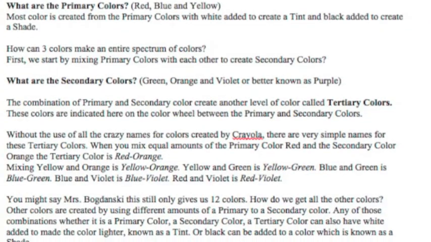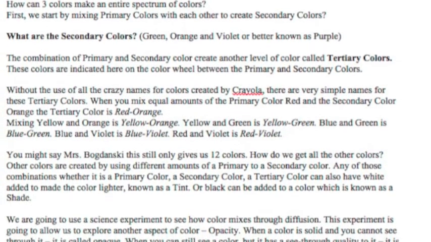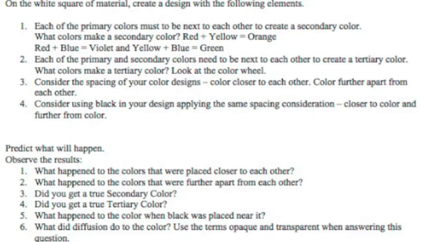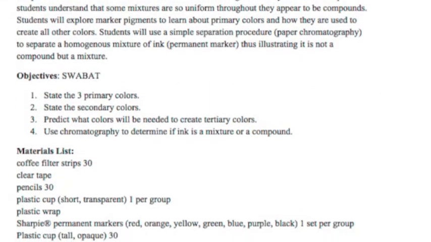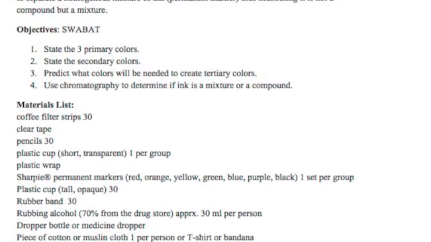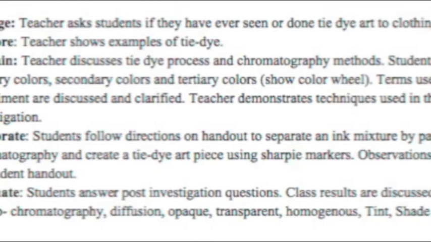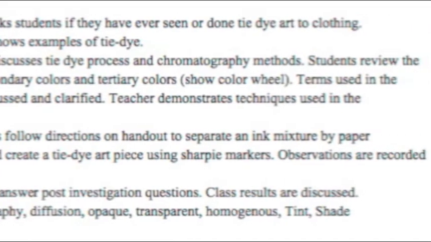Jackie Bogdansky was looking for a project she could do without specialized science equipment. I found a project using markers and rubbing alcohol. The idea was to teach color theory through the placement and diffusion of color. I wrote basic information on primary, secondary, and tertiary colors.